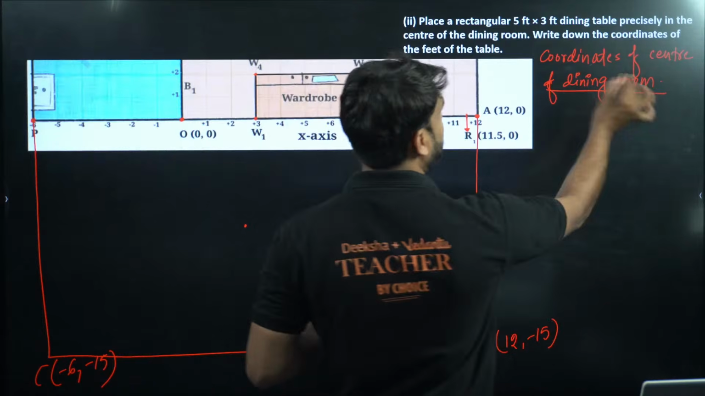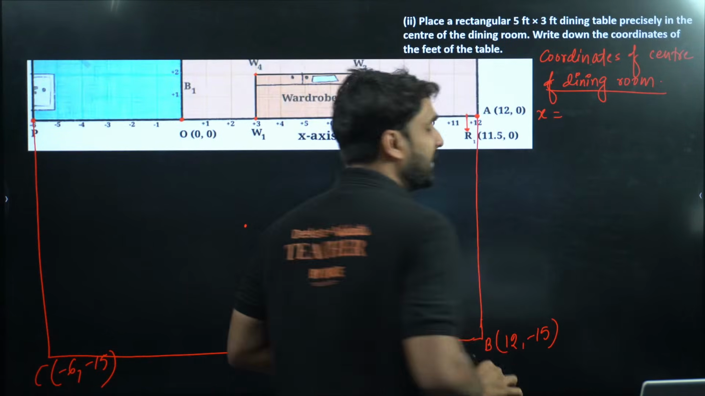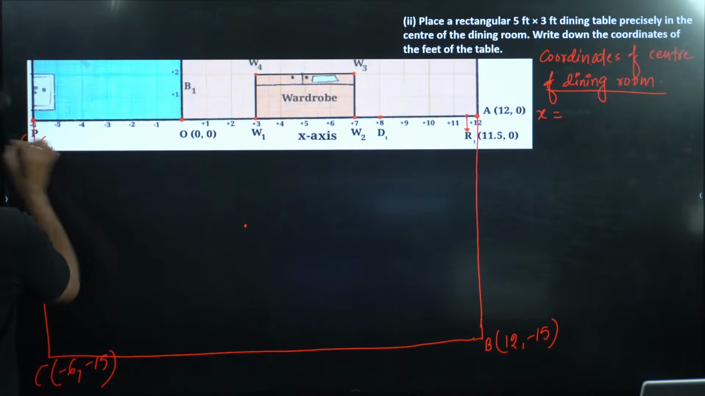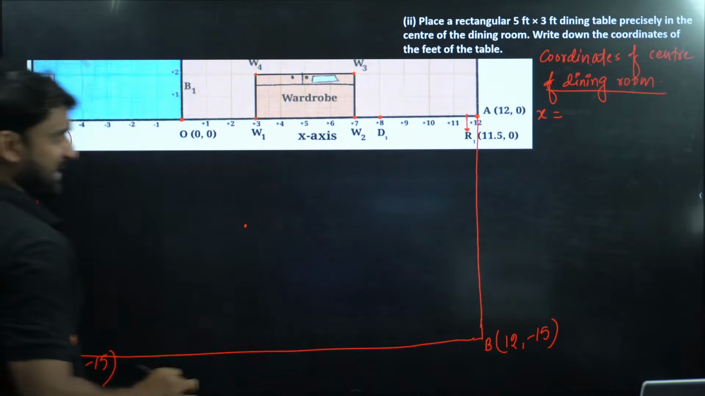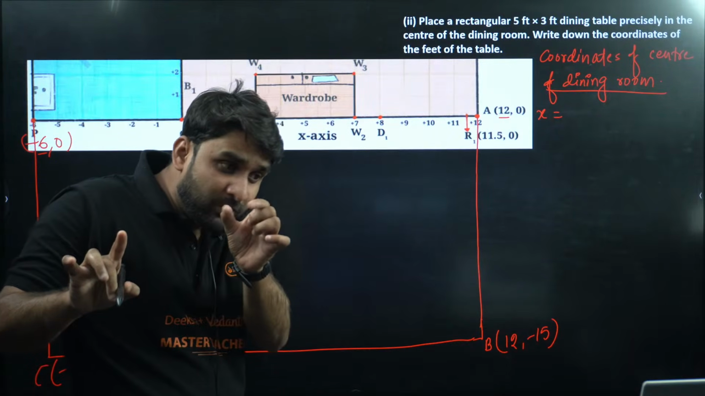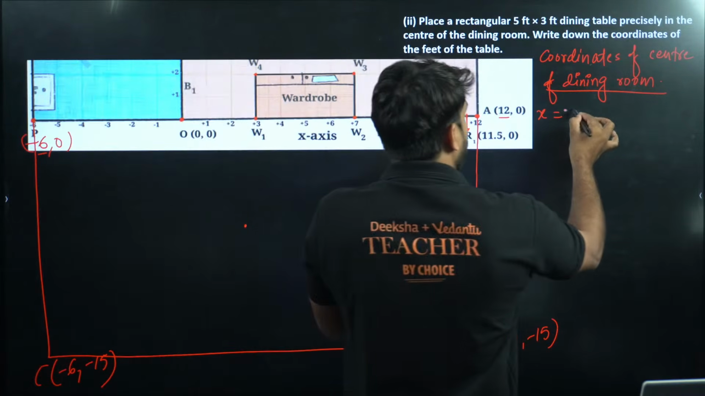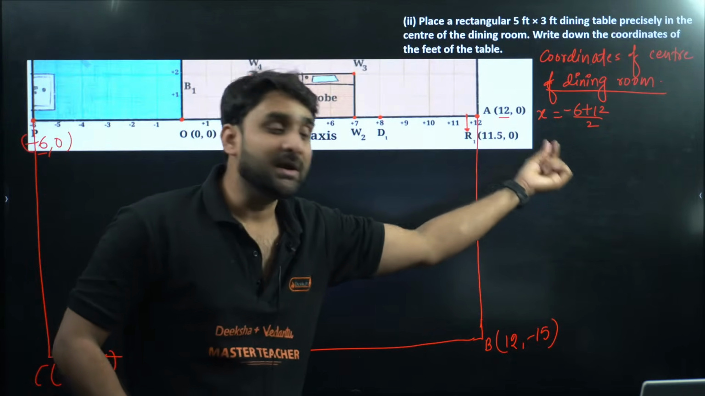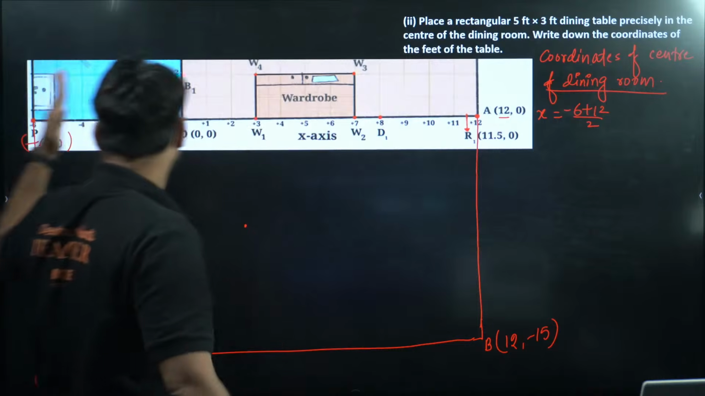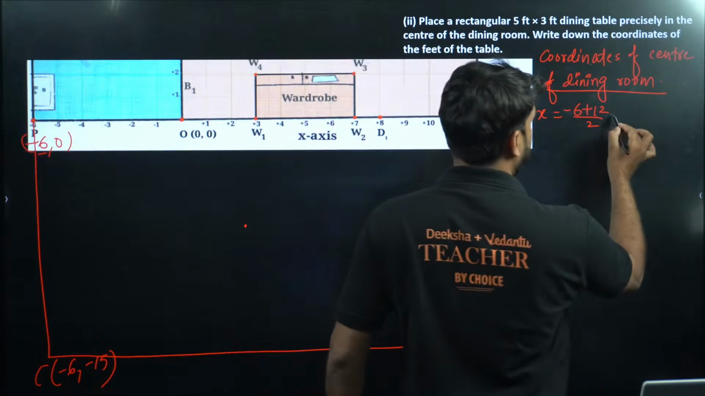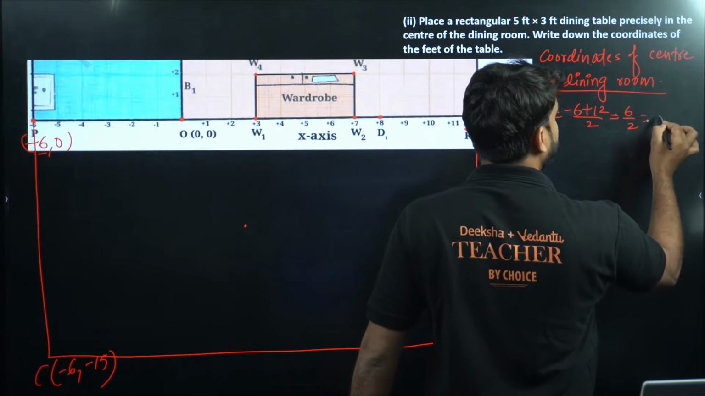Okay, so the x coordinate will be what? This is the x coordinate, and one end has x coordinate minus 6 and the other end has x coordinate 12. So the center will be the middle value. So minus 6 plus 12 divided by 2. This is the formula by which we can find the center: this x plus this x divided by 2. So this will be 6 by 2, which is equal to 3.